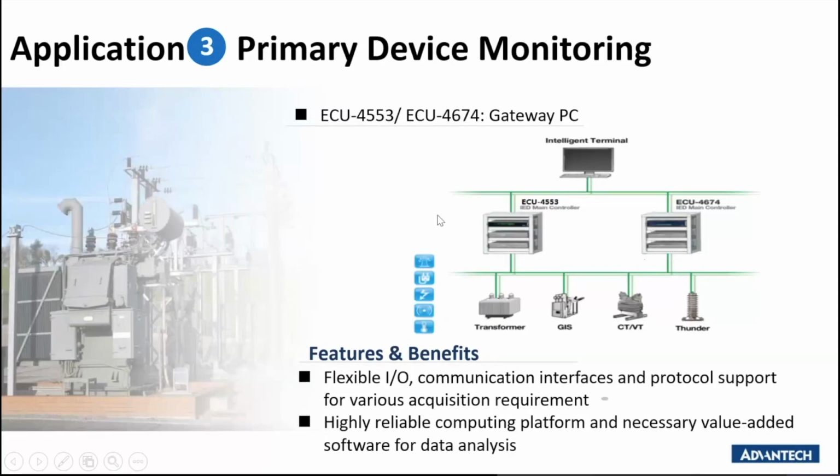For the primary device monitoring, we use our ECU 4553 or ECU 4674 as a gateway PC. You can see here the ECU 4553 acts as an IED main controller, and the ECU 4674 acts as an IED main controller as well. The benefit of these two is that we have flexible I/O and a rich set of communication interfaces and protocol support for various acquisition requirements. Also, we have a highly reliable computing platform and necessary value-added software for data analysis.